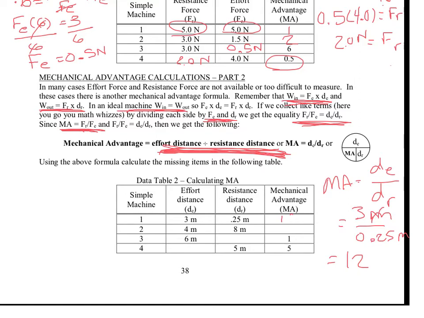Okay, on the next one, I have an effort distance of 4 and a resistance distance of 8. So mechanical advantage would be 4 divided by 8, which is 0.5.